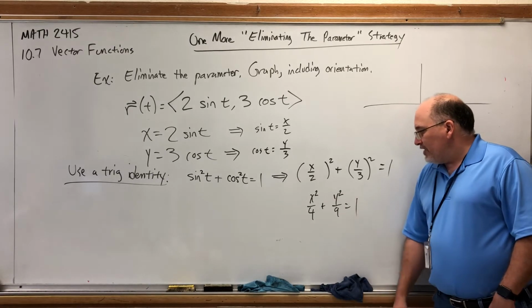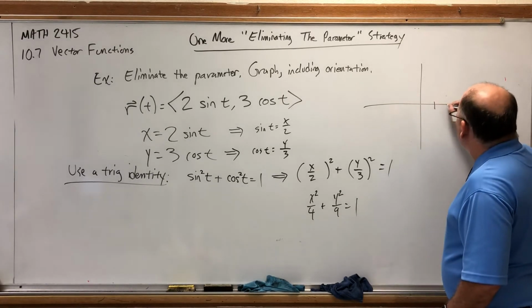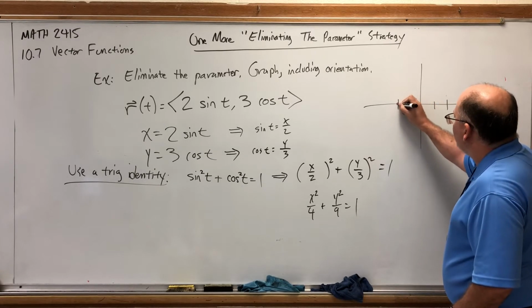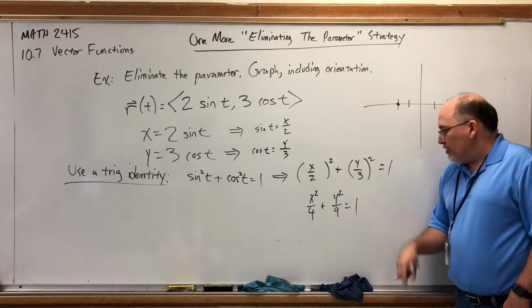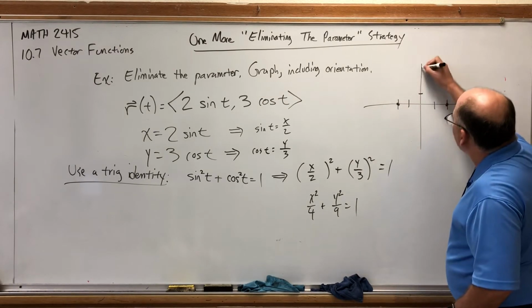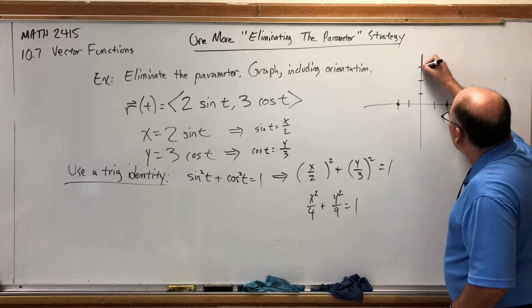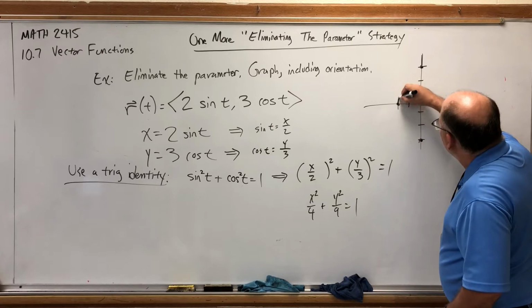Since the number under the x squared is 4 and the square root of 4 is 2, our x-intercepts on this ellipse are going to be at 2 and negative 2. And since the number under the y squared is 9 and the square root of 9 is 3, our y-intercepts will be at 3 and negative 3. So this is going to be an ellipse.